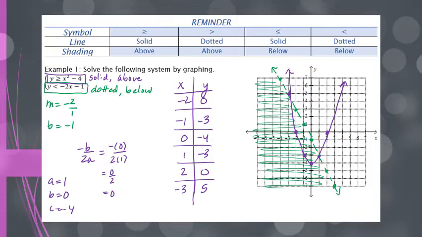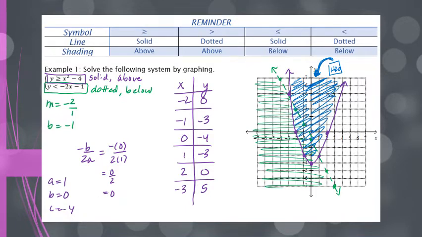Now with parabolas, it's a little bit different when we're talking about above and below. What I like to think about, and this is one of my weird little ways of thinking of things, if I had a jug of water, and I poured it into my graph from the top, whatever part of the graph the water would touch would be the part that is above the graph. So in this case, it means that inside this purple parabola would be considered above. So I'm going to shade everything inside the purple parabola in blue.